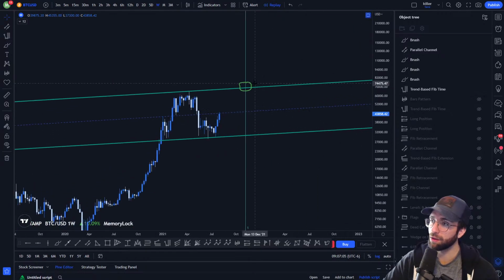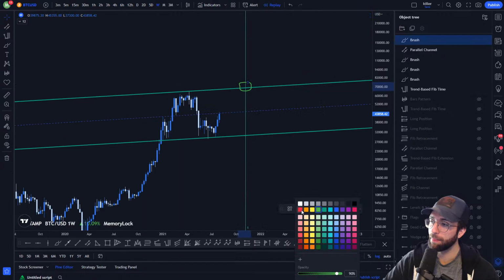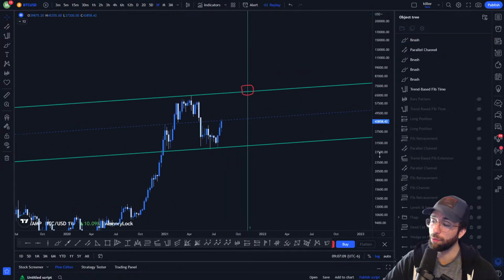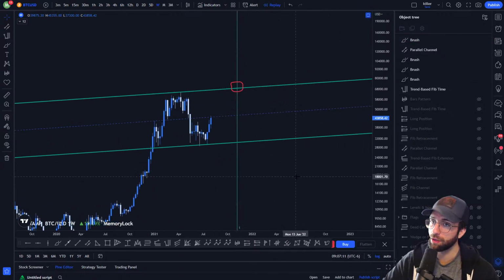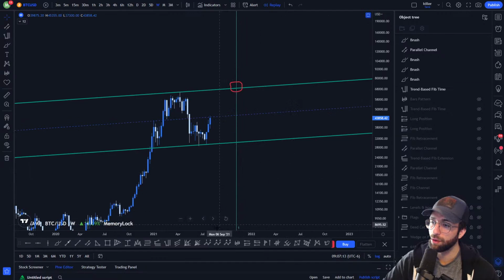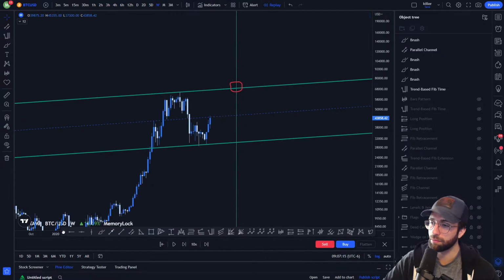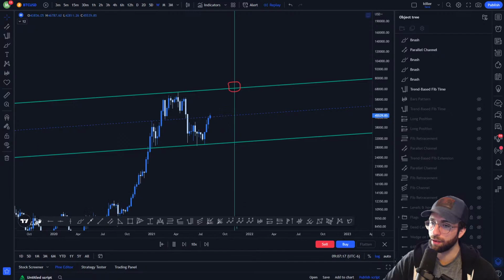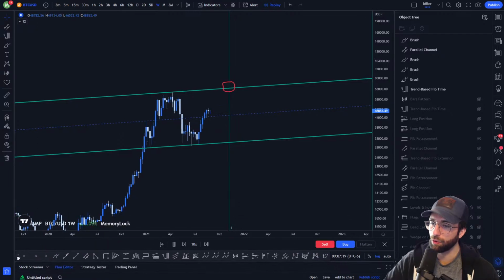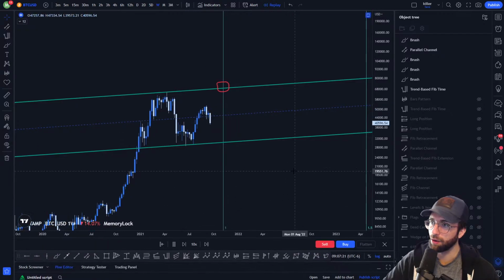So I would say, hey, look, if we get up to this zone, I think that this may mark the end of the bull run. It's possible, and I think this may be a good place to short, right? And then we'll go ahead and hit play.